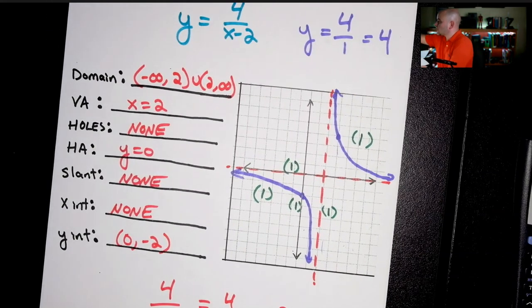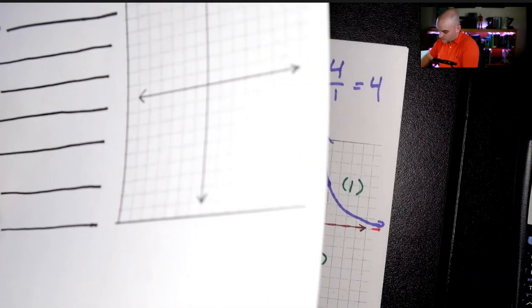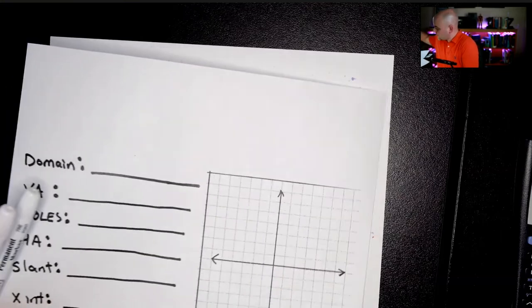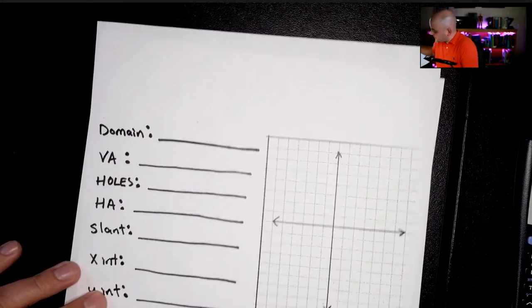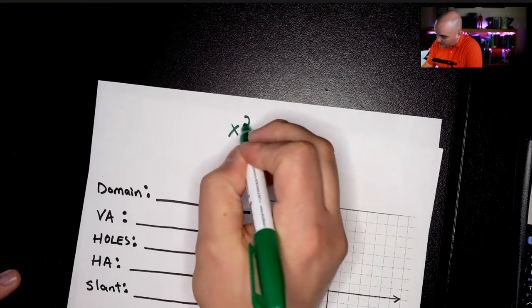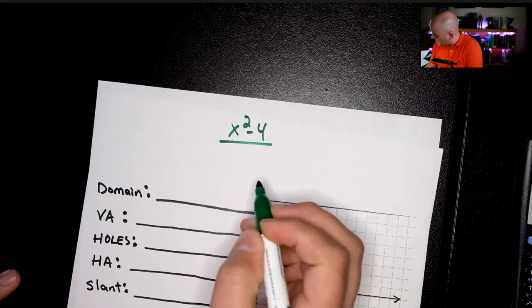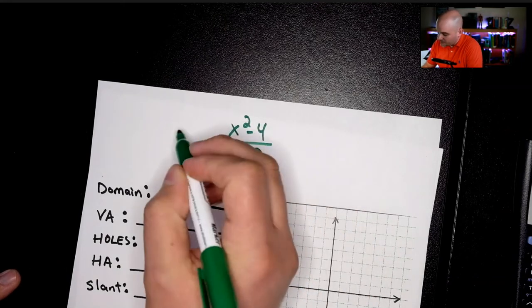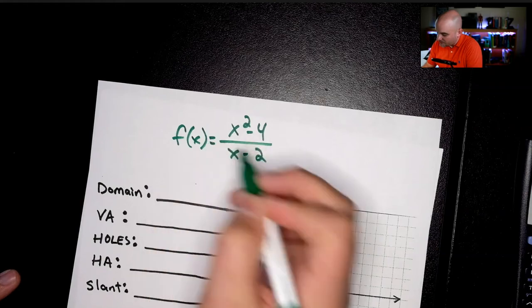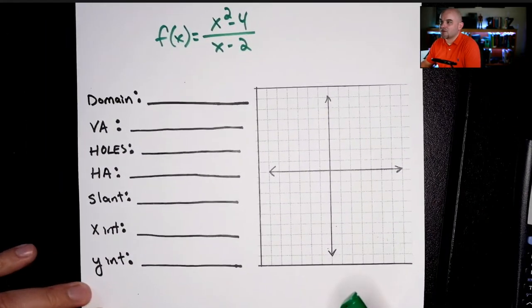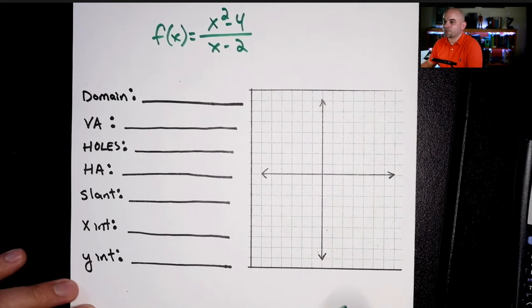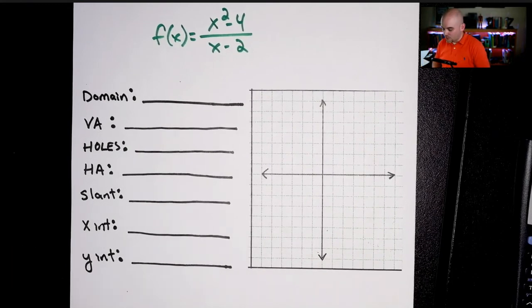All right, let's take a look at the next one I want you to do here, which is, here, I'll write it out. x squared minus 4 divided by x minus 2. That's going to be our function. And I want you to write out that anatomy there of a rational function. You can pause the video if you want and give it a try.